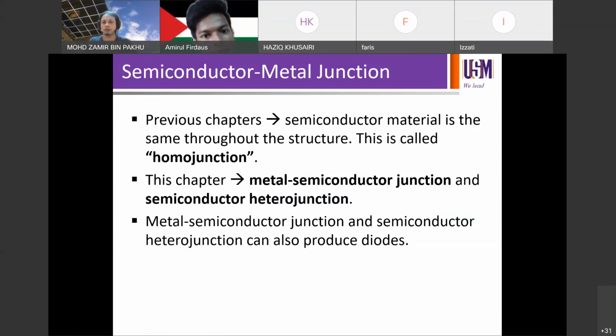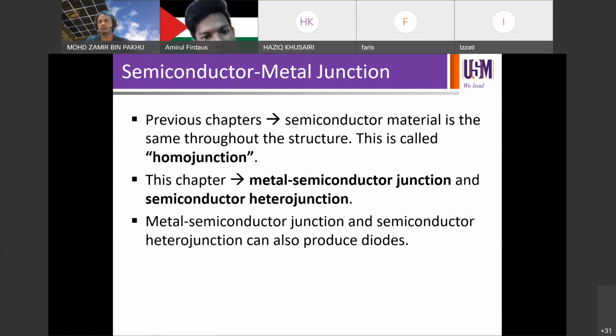In previous chapters we covered semiconductor material that is the same throughout the structure. We call that a homojunction, when the PN junction is of the same material, the same band gap, and the same crystallinity, if you like. Now we're going to look into the metal semiconductor junction, and after this we're going to cover the semiconductor heterojunction.